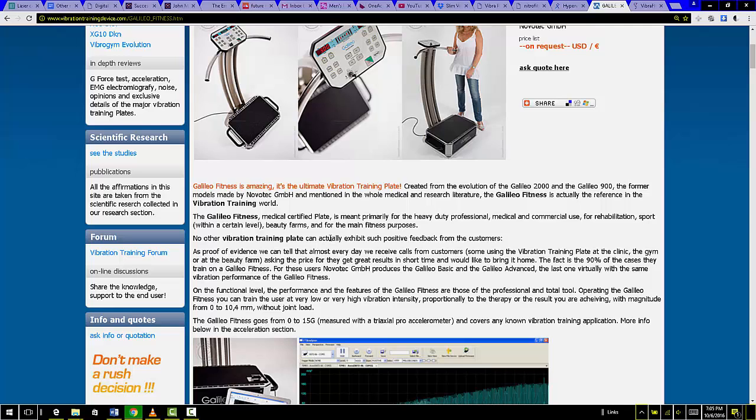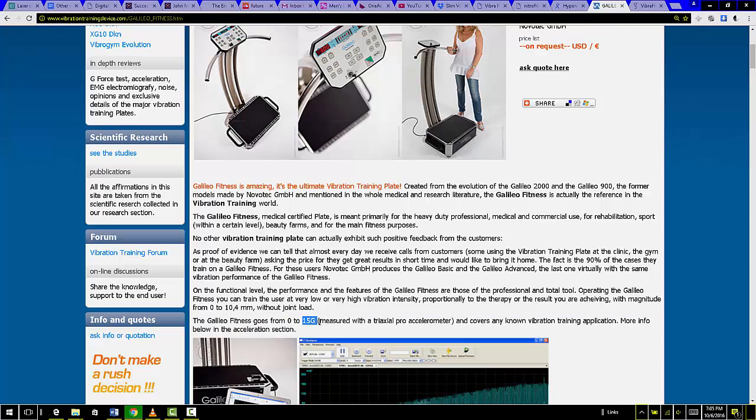$15,000. Why is it $15,000? Well, for one thing, because it goes from 0 to 15 G's. How much did the NitroFit go to? 4.5. To get to 15 G's, that is what the engineering can cost. How much is that NitroFit, by the way? It's around 1999. For reference sake, sometimes you'll find it for a couple hundred bucks less, sometimes a couple hundred more, versus $15,000 to produce this kind of power.